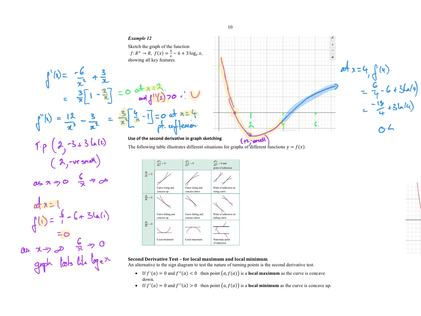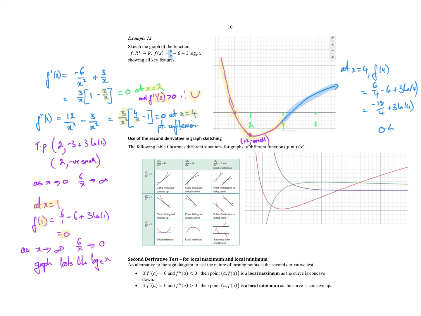Let's consider the nature of the graph. What happens as x approaches infinity? I get 6 over a big number, which is basically 0. I've got negative 6 plus 3 log x. What happens to the log graph as x steadily increases? Well, it gets bigger and bigger. So I end up with negative 6 plus a biggish number. So my graph's going to steadily increase. And I know it's also concave down the whole way, but it's an increasing function.